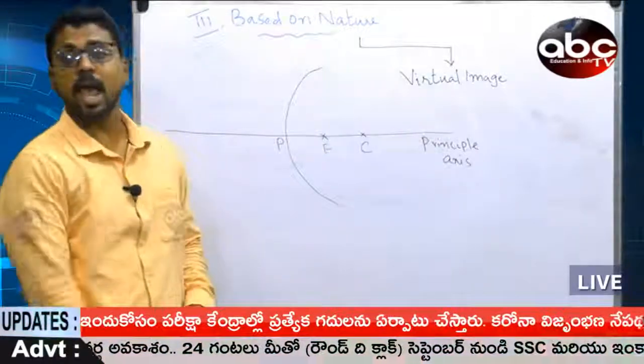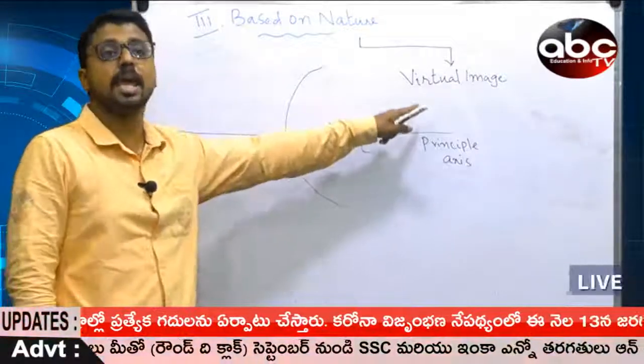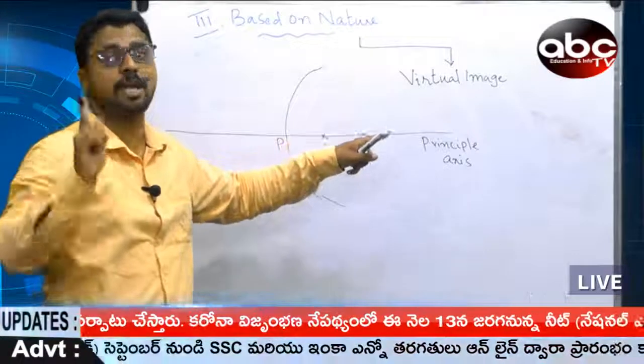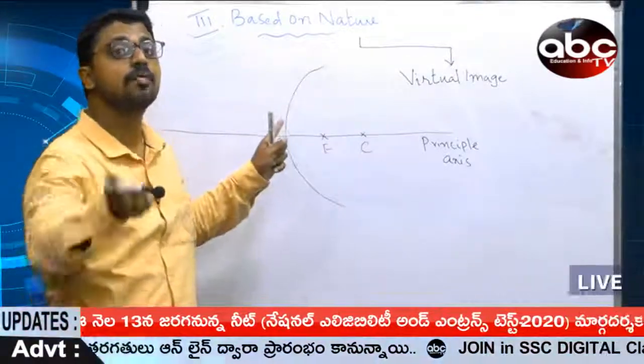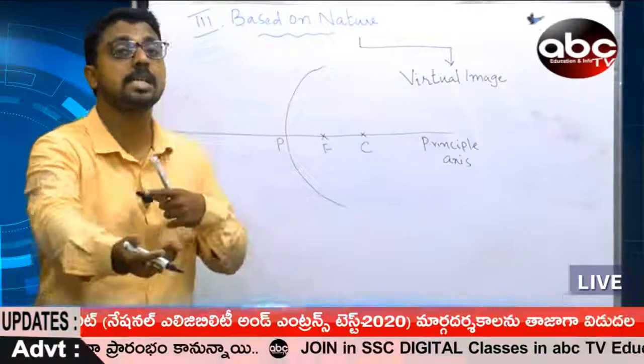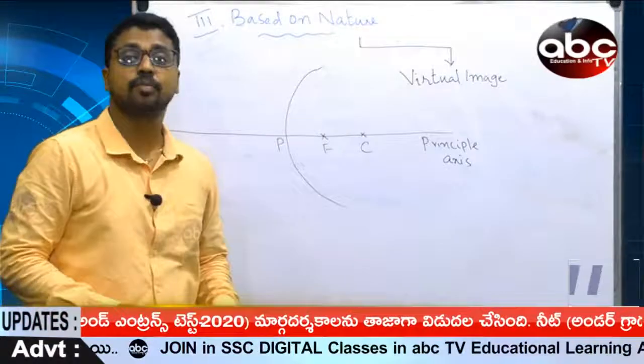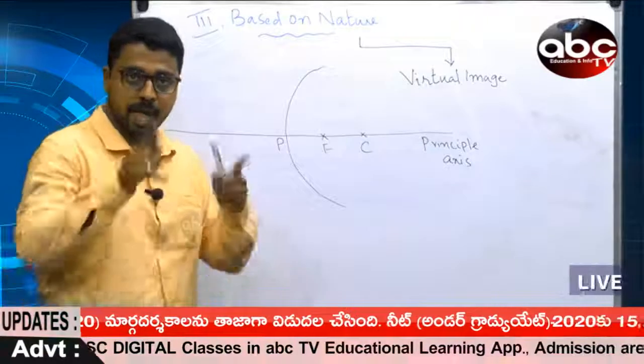I just told you that the virtual image is the 1% formed image. How is it formed? Rather, how is it different from a real image? In what type of cases is a virtual image formed? You are going to know all these.